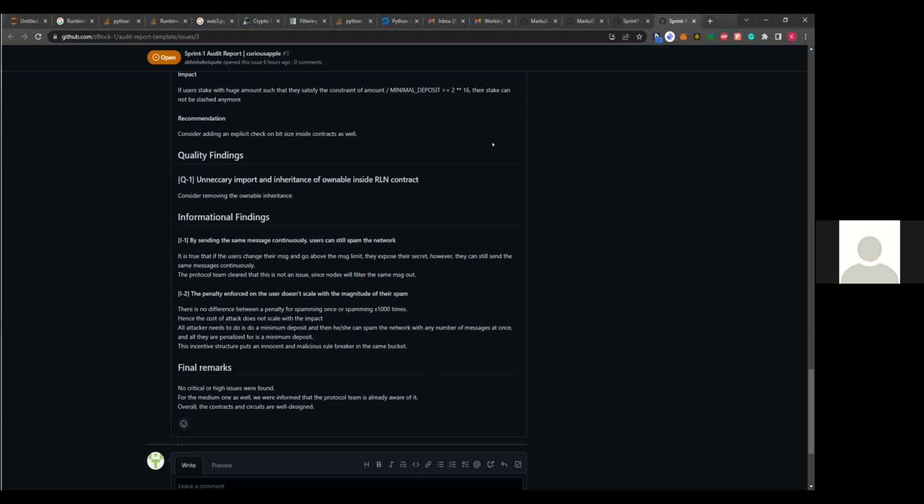Then the second is this, which we also touched on last time, but I wanted to just note in this report that the penalty imposed on the user doesn't scale with the magnitude of their spam. What this means is the cost of attack doesn't change with how much impact it's going to have. There is no difference between spamming once or spamming 1,000 times. All an attacker needs to do is put up a minimal deposit stake. They can spam the network at once with many messages, and they are going to lose the same amount, which is equivalent to some innocent staker who spams by mistake. So yeah, that was I2.